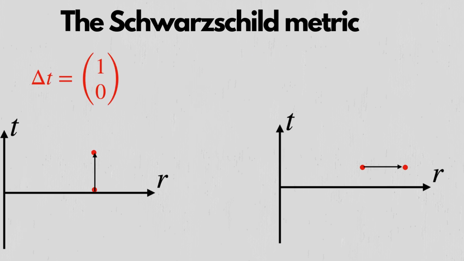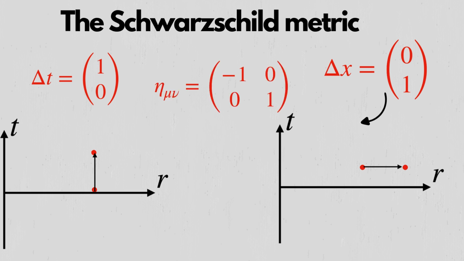Now, consider two events that are happening at the same time, but at different radiuses. The difference between the two events is represented instead by this vector. Let's now use the first two parts of the flat space-time metric, the metric where there's no gravity at all, to figure out what the distance in space-time between these two vectors are.